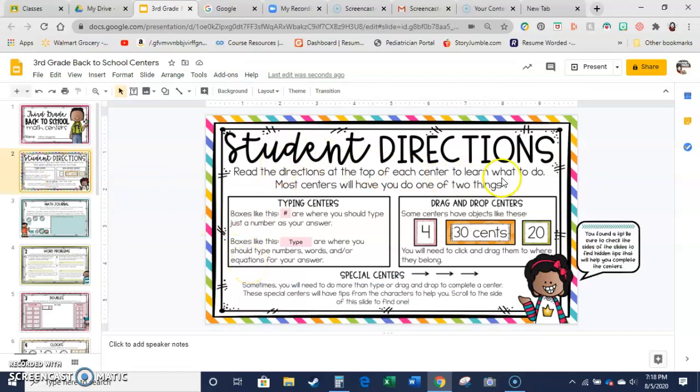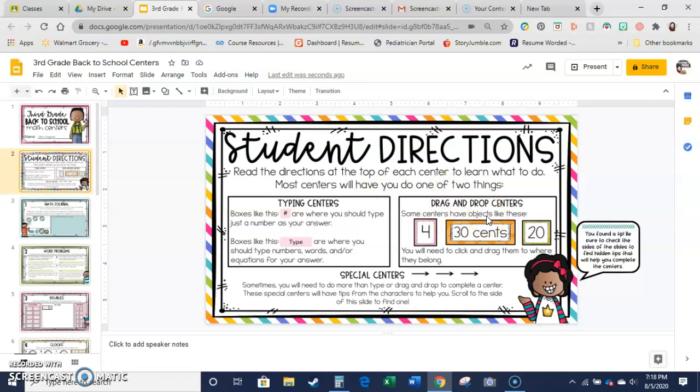Student directions. Read the directions at the top of each center to learn what to do. Most centers will have you do one of 2 things. Either typing centers. Boxes like this hashtag are where you should type just a number as your answer. Boxes like this are where you should type numbers, words, and or equations like 1 + 1 for your answer.